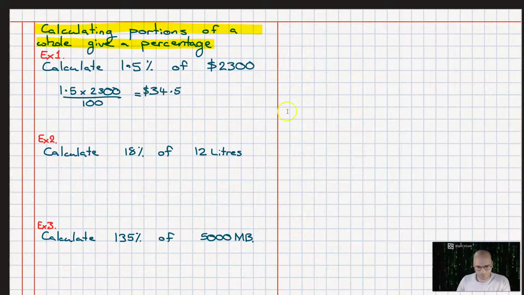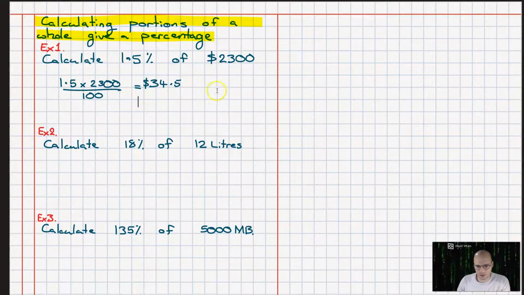And thus what we find is that 1.5% of 2300 is $34.50. So the method in which we do to calculate a percentage of a whole or a portion of a whole given a percentage is we simply multiply the number that the percentage is by the whole amount and then divide it all by 100.